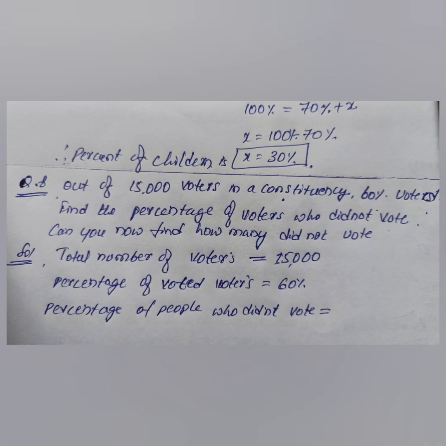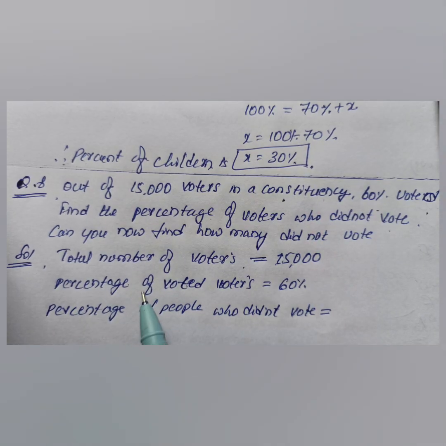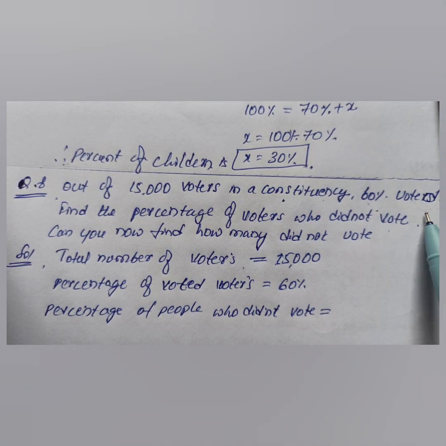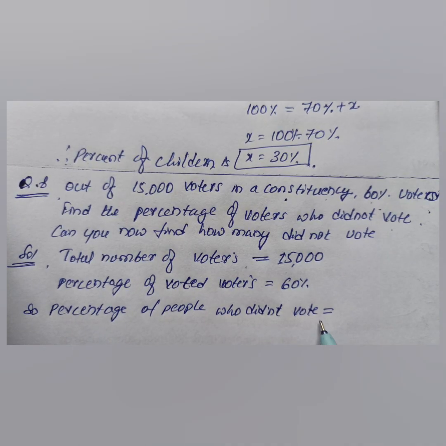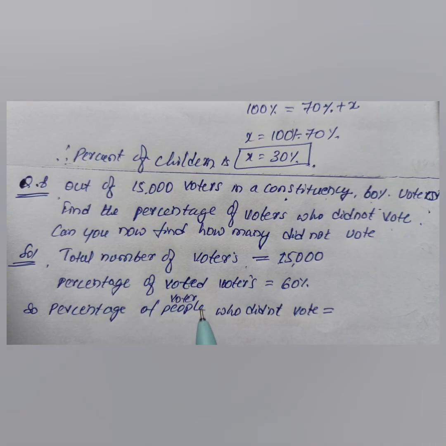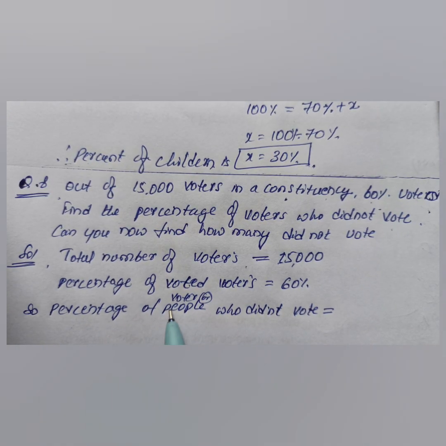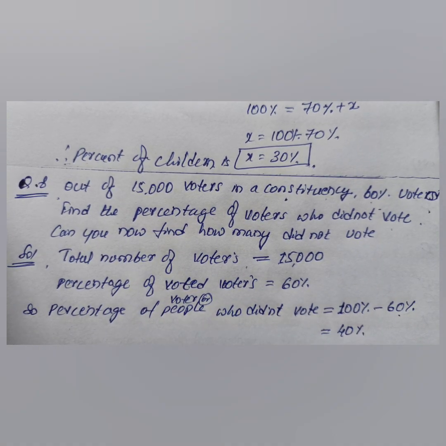Okay, now see here. The total number of voters given is 15,000 voters, and the percentage of voters who voted is 60%. Find the percentage of voters who did not vote. So we are finding a percentage. The percentage of voters who did not vote, we know, is 100 minus 60. The total percentage is 100, and 60 voted. So 100 minus 60 is 40% of voters did not vote.